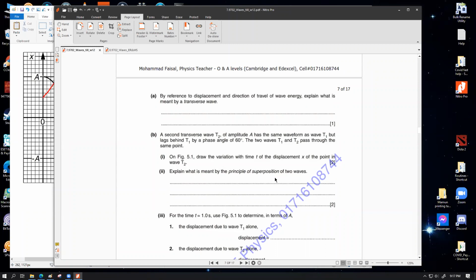Yes. Explain what is meant, which means you can use your own words. It doesn't have to be some rote memorized set of words.